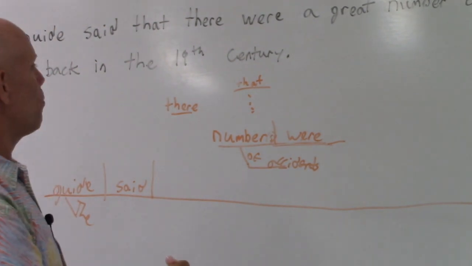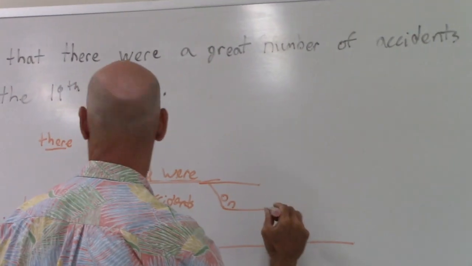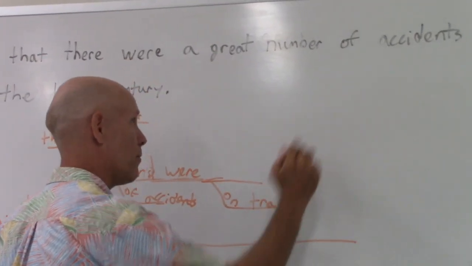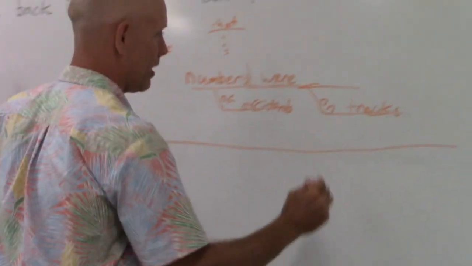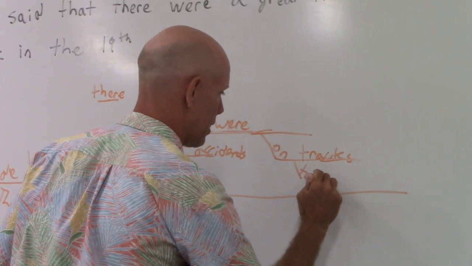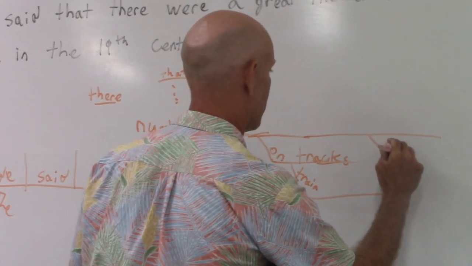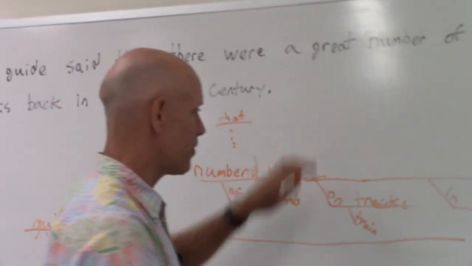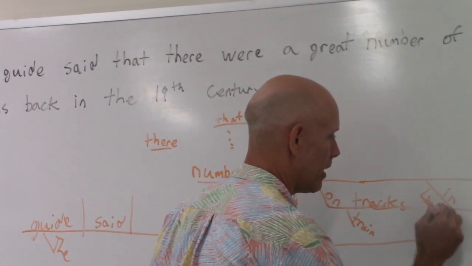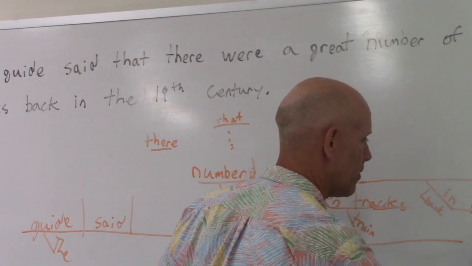Okay, and they were, here's our adverbial. Where were they? They were a great number. No, where were they? They were on the tracks, on the train. On the train tracks, right? So the train, on the train tracks. And when were they? They were in the 19th century. Okay, and time and place is always going to be adverbial, and it's to this were, right? So we have a qualifier here, back in the 19th century.